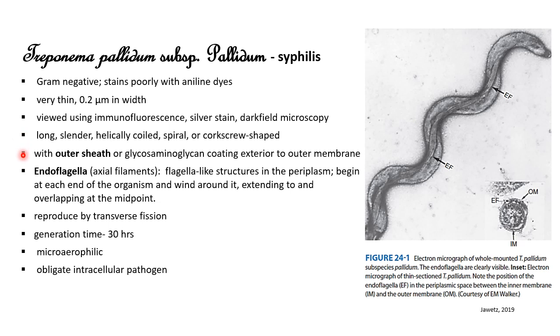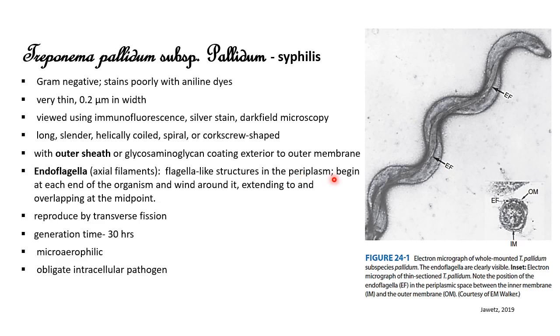We mentioned earlier that it is gram-negative, and so it has an outer membrane, but exterior to this outer membrane is another membrane called an outer sheath or glycosaminoglycan coating. The spirochete is actively motile, and the flagella are called endoflagella or axial filaments, for the reason that they are found in the periplasm of the organism.